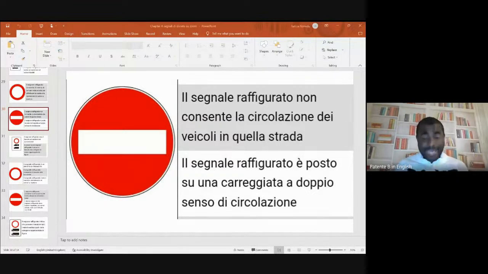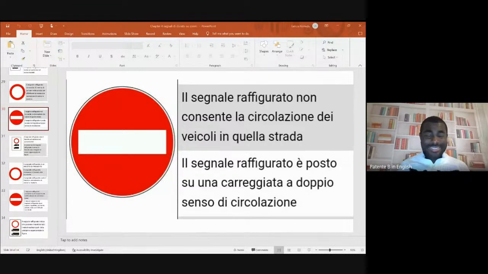Now, the name of this signal is senso vietato. A sense is forbidden. You can't enter, but you can only enter not facing the signal, but on the other entrance of the road. Now, let's go to the two questions.